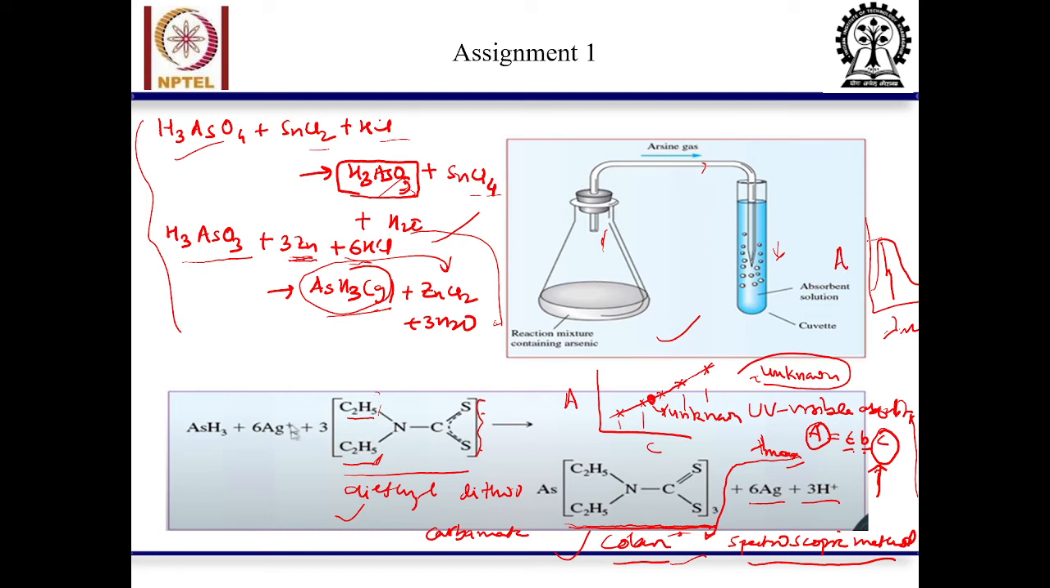Now we can go back and reverse calculate using A = εbC. Here we know the absorption, we know the epsilon, the molar absorptivity, through this line, and b is the solution cuvette path length. We know that already, and C. So by reverse calculation we can calculate C, the concentration of this complex. Go back to the stoichiometry and we find out what the arsine gas is. Then we can find out the H3AsO3, and from here we can go back to find out the H3AsO4, like that.